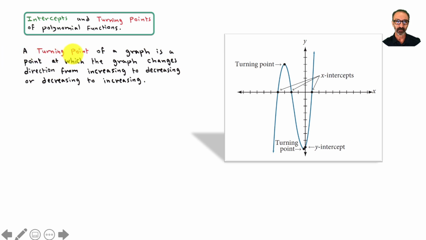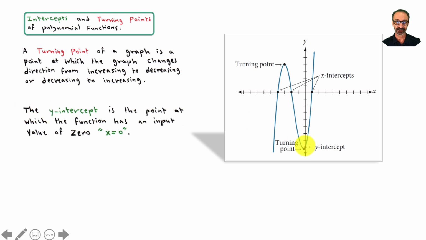So, moving on, the turning point of a graph is a point at which the graph changes direction from increasing to decreasing or decreasing to increasing, which makes sense. The y-intercept, that's this one right here in our example, is the point at which the function has an input value of 0, which means when your x is 0. So to find the y-intercept, you set x equals 0, because as you are walking on the y-axis, your x is 0. On the other hand, to find the x-intercepts, you're setting y equals 0.